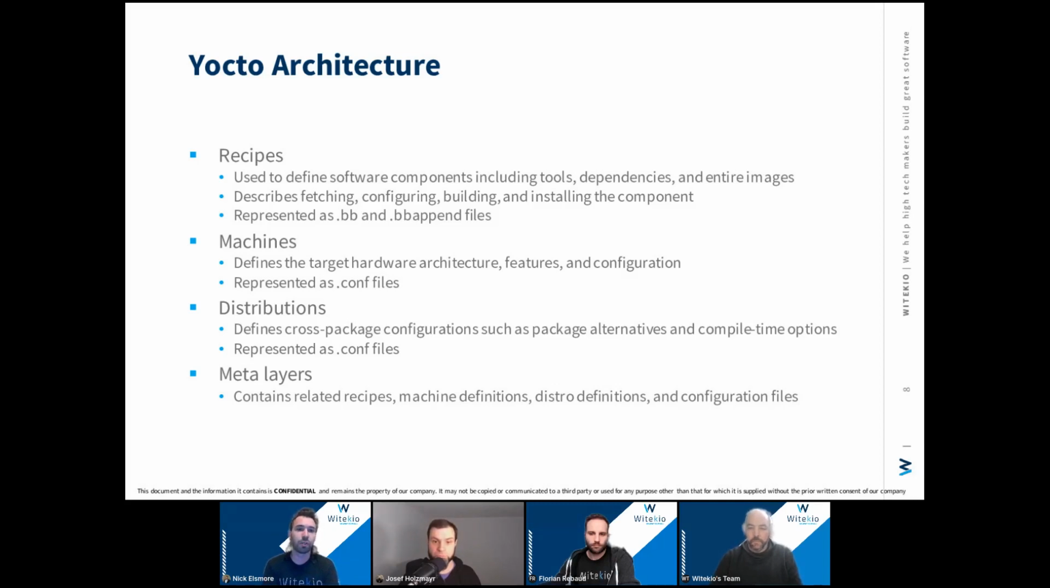You also will be defining various machines. These are going to define the target hardware that these software components and your final BSP are going to run on, various features that they support, how they're configured, etc. You can also define distributions, and this is going to define your cross-package configurations, compile time options, etc. And all of these configurations and recipes are going to be bundled up into meta layers.